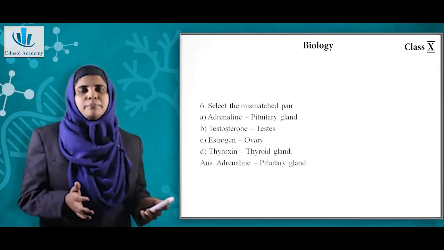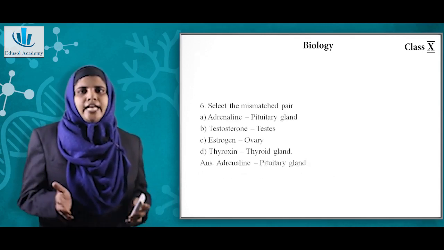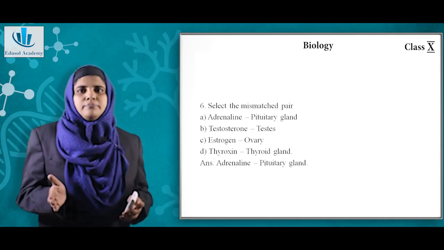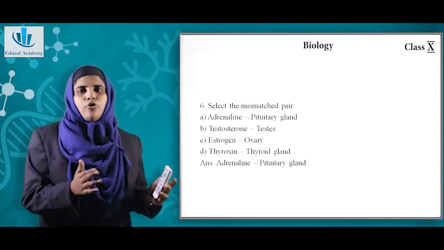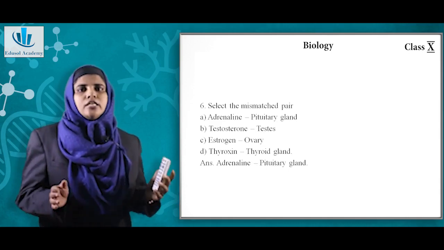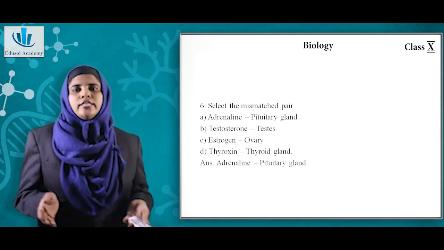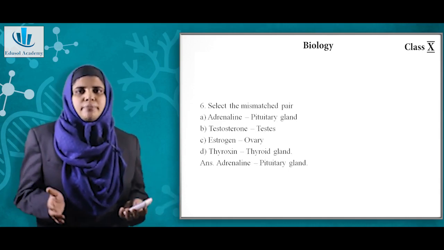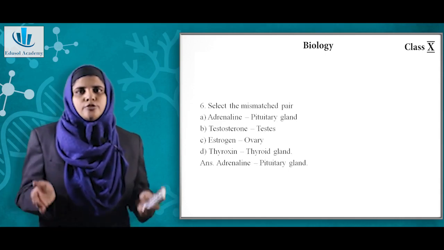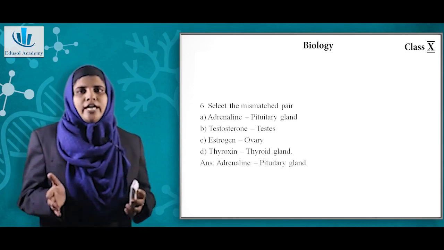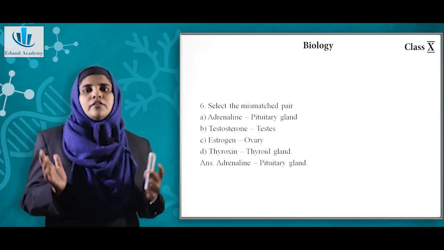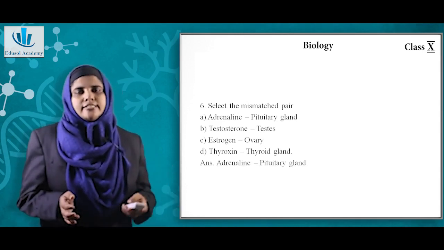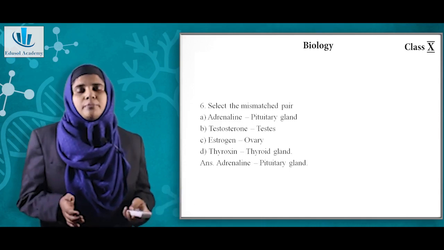Now, select the mismatched pair. A, adrenaline, pituitary gland, B, testosterone, testis, C, estrogen, ovary, D, thyroxine, thyroid gland. So, we know that adrenaline is secreted by the adrenal glands. So, the wrongly matched pair and the correct answer for this question will be option A, adrenaline, which is mismatched with pituitary gland.